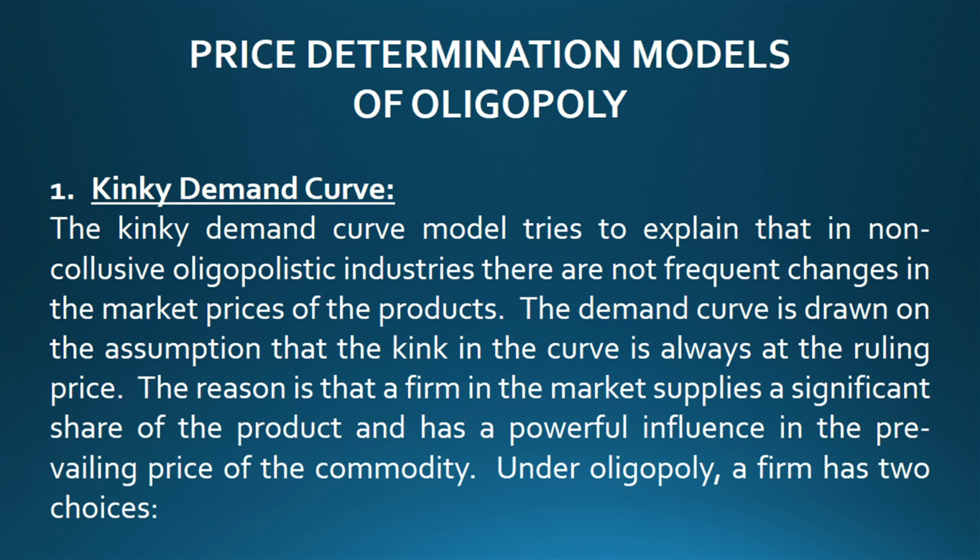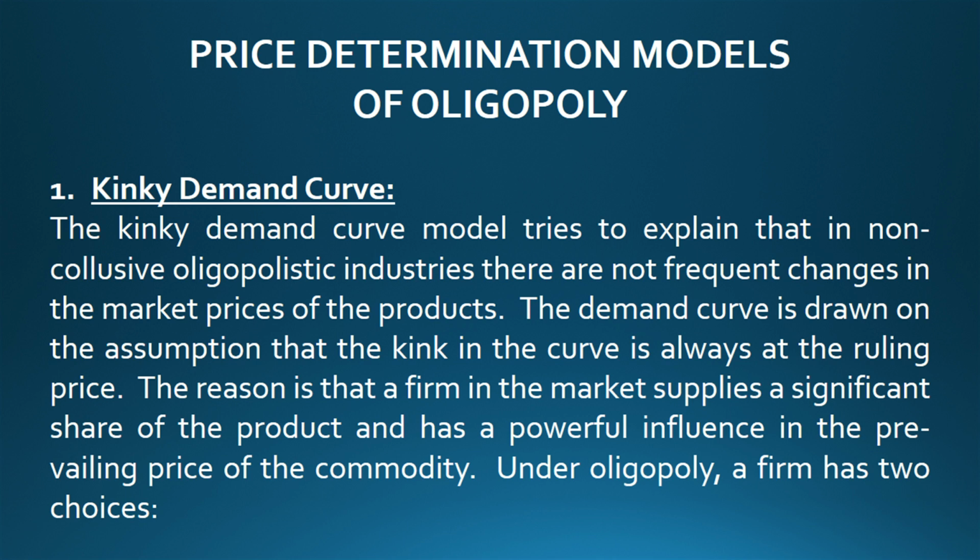Price determination models of oligopoly. 1. Kinky demand curve. The kinky demand curve model tries to explain that in non-collusive oligopolistic industries there are not frequent changes in the market prices of the products. The demand curve is drawn on the assumption that the kink in the curve is always at the ruling price. The reason is that a firm in the market supplies a significant share of the product and has a powerful influence on the prevailing price of the commodity.